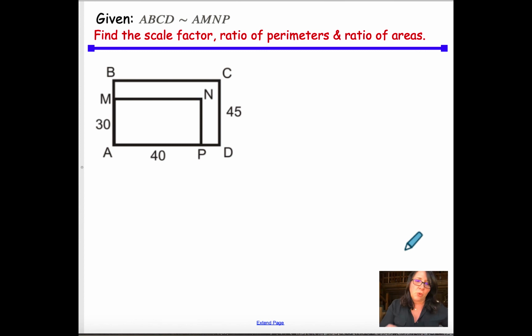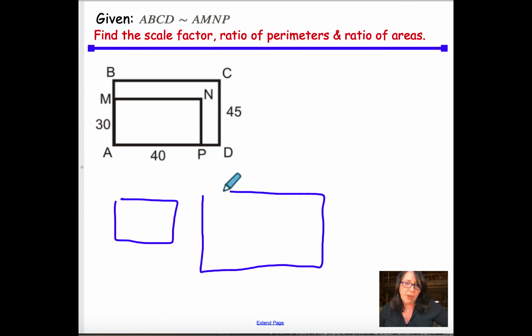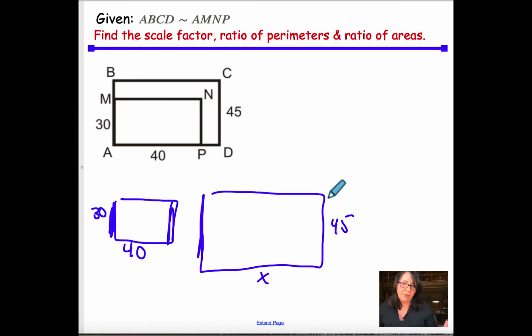For this problem here, we're trying to find the scale factor, ratio of perimeters, etc. What you know is that if you separate your two shapes, these aren't triangles, these are rectangles, you've got 30 here and 40, and you've got 45 here. In order to find the scale factor, I have to compare two corresponding sides. And I don't have that. I can't compare 30 to this side because I don't have that. I can't compare this side to 45 because I don't have that. I also can't compare 40 to x because I don't have x.